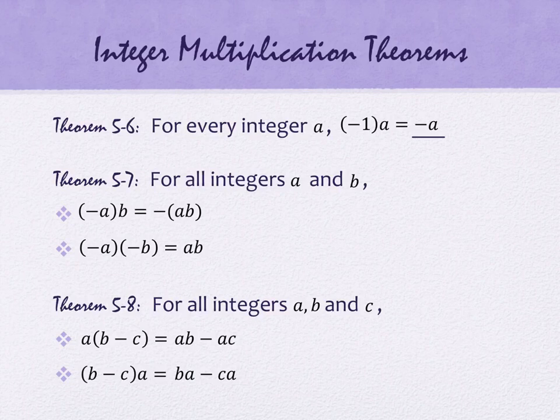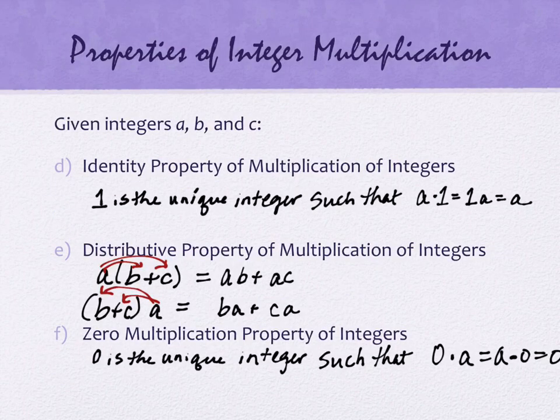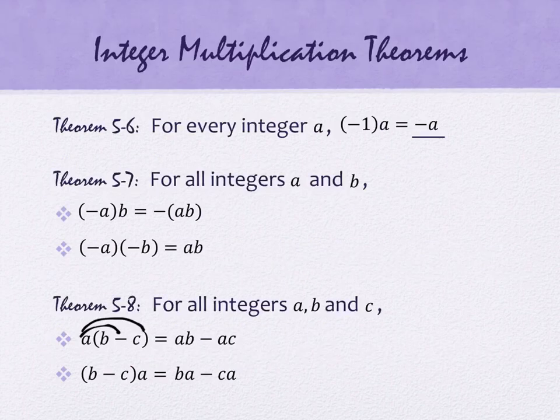And then Theorem 5.8 talks about distribution across subtraction. We had a similar theorem for whole numbers. It's exactly the same theorem here. It says that I can distribute the a through the subtraction just like I can through addition. The distributive property we actually had over here on part E, and it works exactly the same for subtraction as it did for addition. And the order doesn't make any difference if the a is being multiplied in front of the parentheses or in the back of the parentheses.